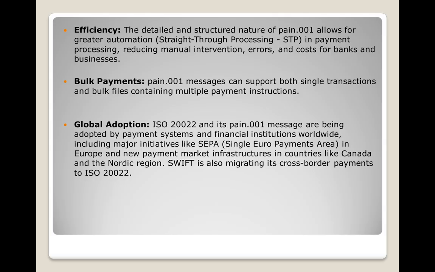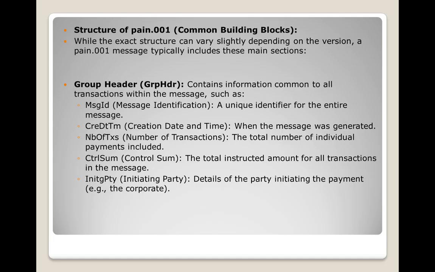That's one. Bulk payment, already discussed: we can send multiple payments in a single file. Global adoption: it is adopted by all countries across the globe, in the SEPA region as well, the Nordic region, and the SWIFT region is also migrating to ISO 20022. So this is used worldwide by everyone. Now the main discussion: how is the PAIN.001 message structured?